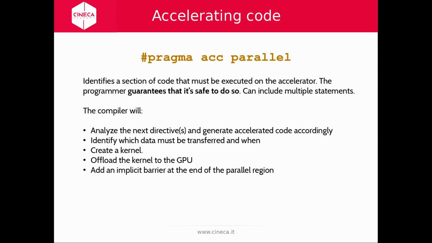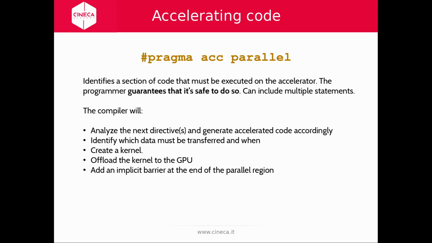Okay. So what if we don't want to be in the hands of the compiler, but we want to actually have a parallel region that is executed on the GPU? This is the directive parallel, and with this directive we guarantee that it's safe to make a parallel region. There are no dependencies between the loop elements that will follow.